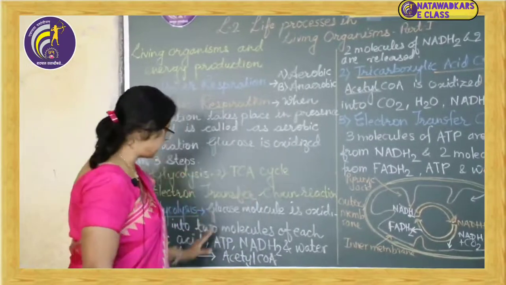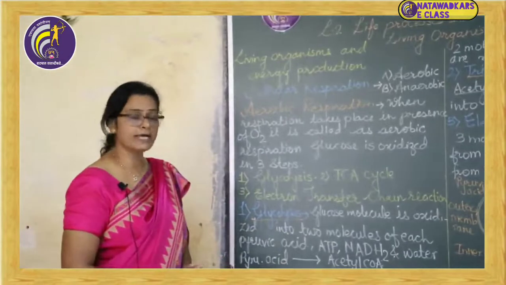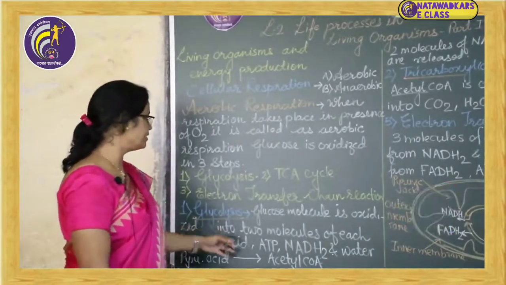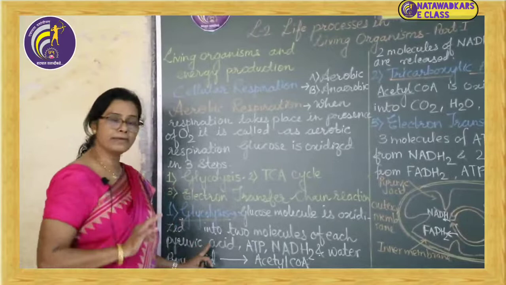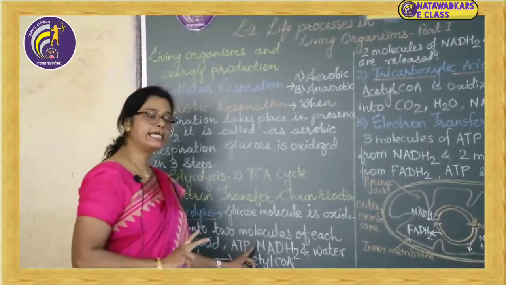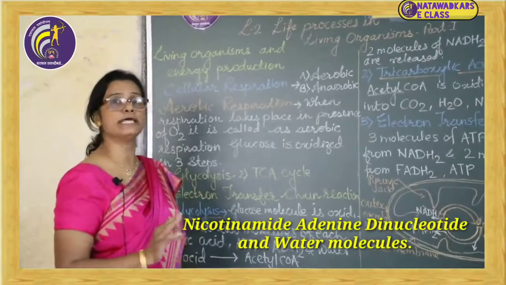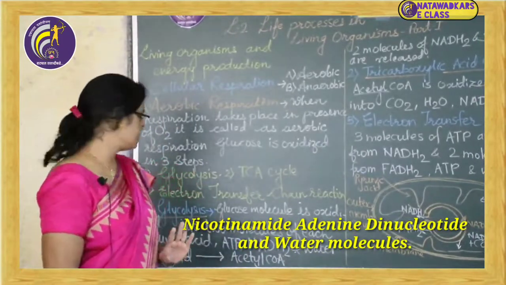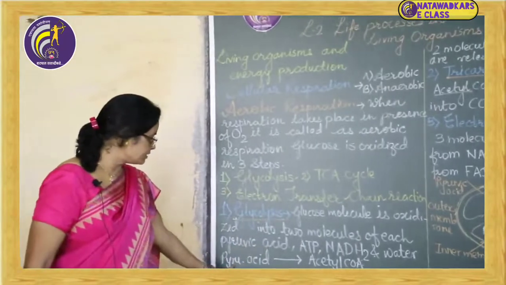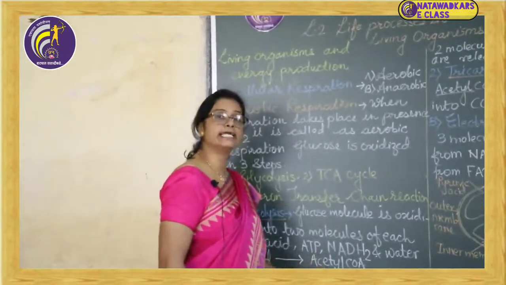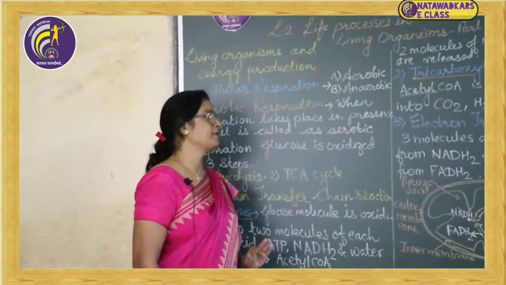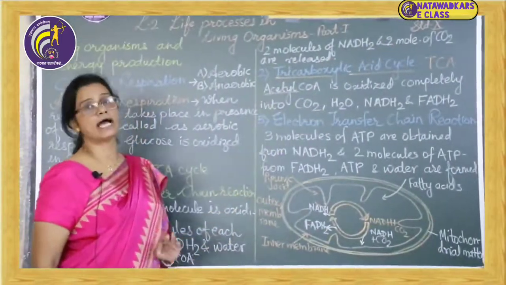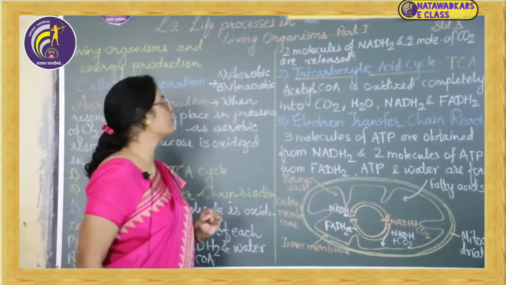So, we have studied that glycolysis occurs in the cytoplasm. Here in glycolysis, a glucose molecule is oxidized into two molecules each of pyruvic acid, ATP, and NADH2. What is the full form of NADH2? Nicotinamide adenine dinucleotide, and water molecules. The two molecules of pyruvic acid get converted into acetyl coenzyme A, and two molecules of NADH2 and two molecules of carbon dioxide are also released at the end of this step.